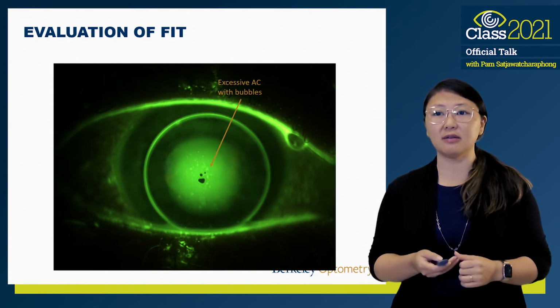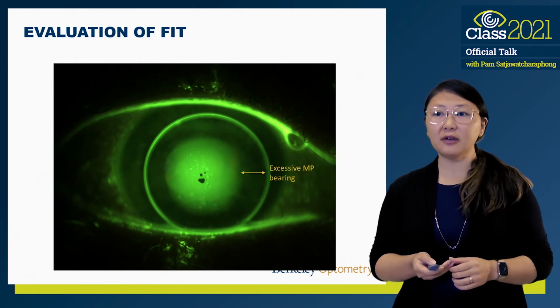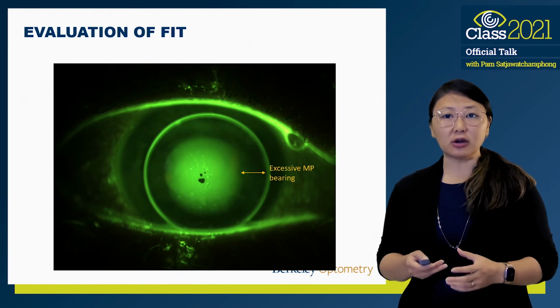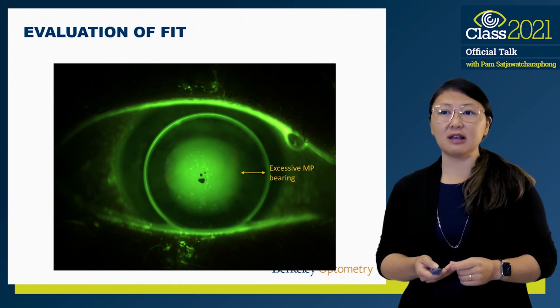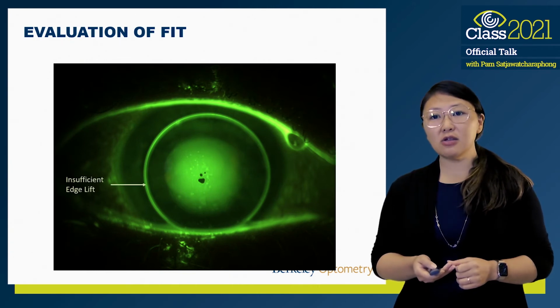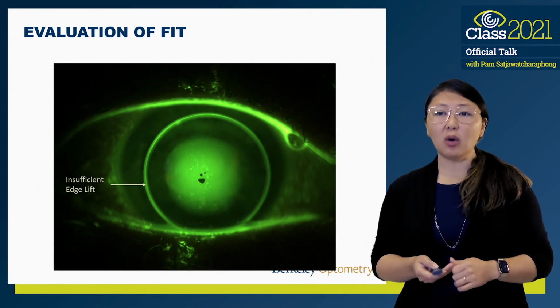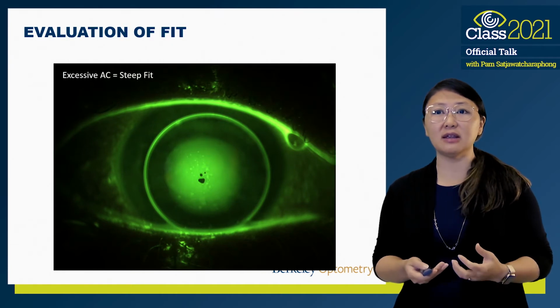suggests excessive clearance. Additionally, although the mid-peripheral bearing is spherical, you can see that here it's much wider, it's darker and more distinct in its borders, and this is what I would describe as excessive mid-peripheral bearing. And additionally, the edge lift is quite thin and insufficient. So all of these are fairly common characteristics of an excessively steep fit.